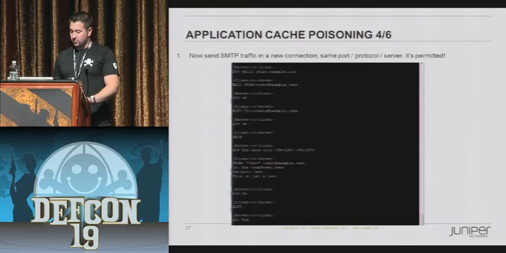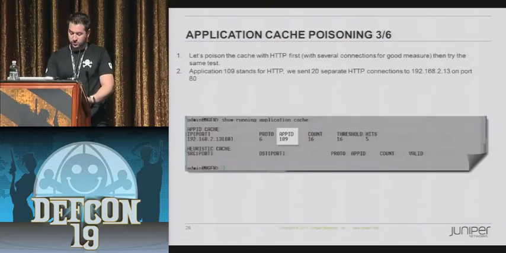And so now, whereas before I couldn't send my SMTP traffic through, I can. It worked just fine. The reason is that it identified that traffic on TCP port 80 on the server, which is 192.168.2.13. Anything that goes over there until this cache entry times out is going to be considered HTTP, even though it isn't.